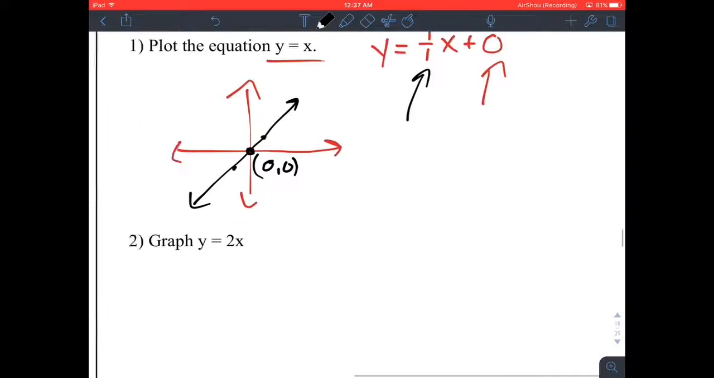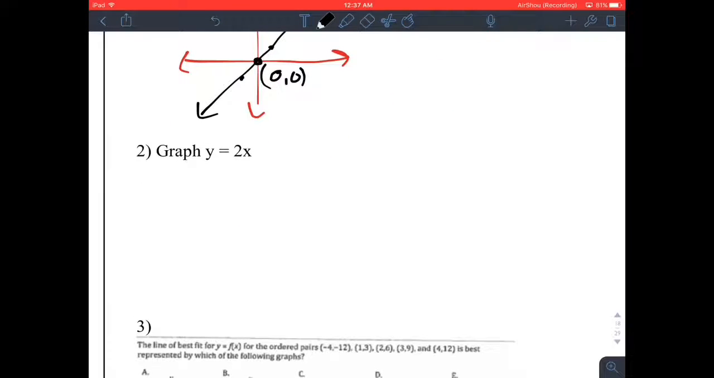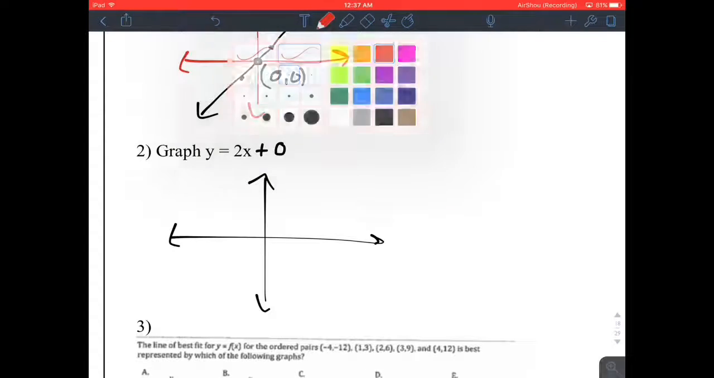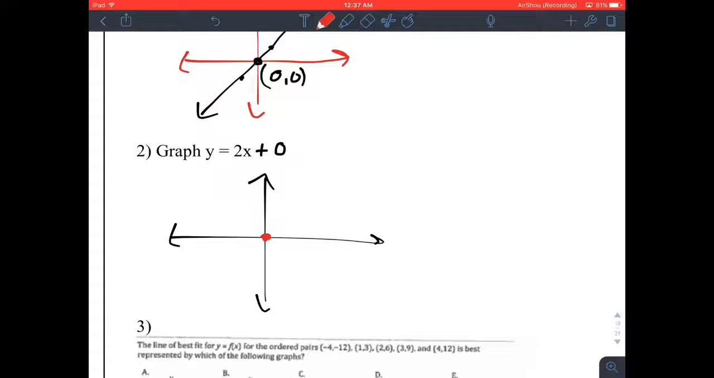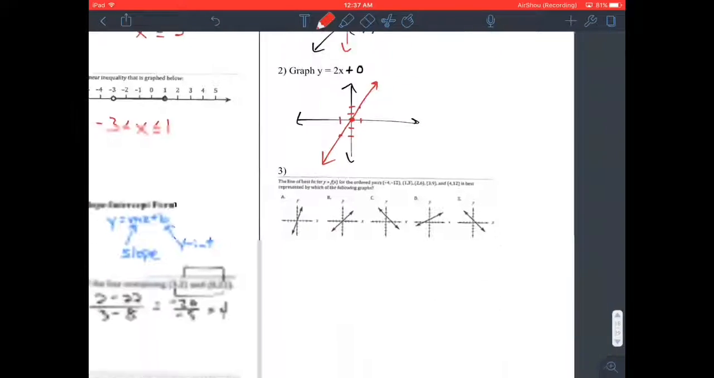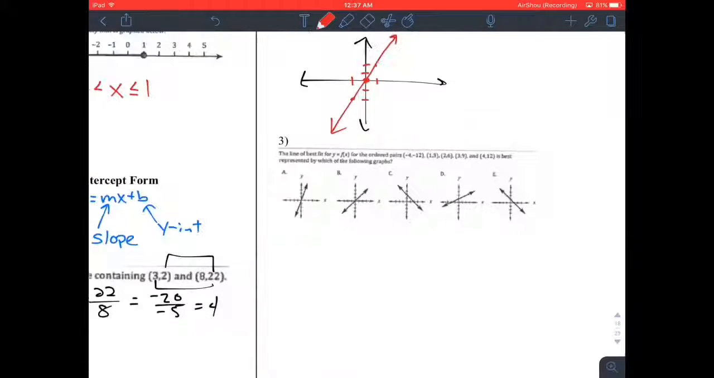Done. Number 2, graph y equals 2x, which is the same as y equals 2x plus 0. Graph the y-intercept first. This one just happens to be 0 again. The slope, go up 2 and to the right 1, or down 2 and to the left 1. Missed. There's your line.